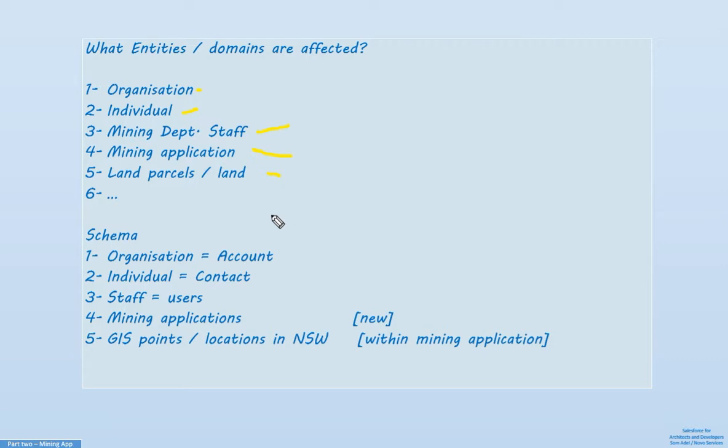created. And if we translate these to Salesforce terminology, if you remember from part 1 of this video series, account is the equivalent of an organization, contact is the individual, and the staff are the users, and we have got mining application. We can see there is no equivalent to mining application, while the top 3 are the standard objects or S objects. Number 4, the mining application is a custom object. We have to create it.